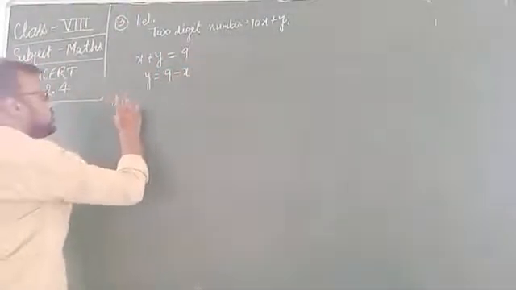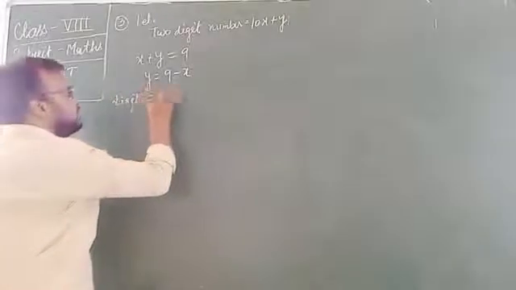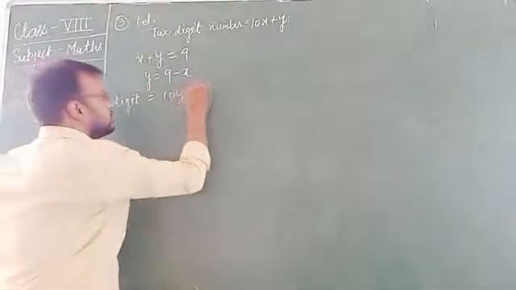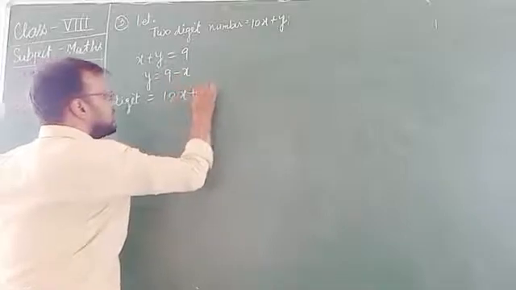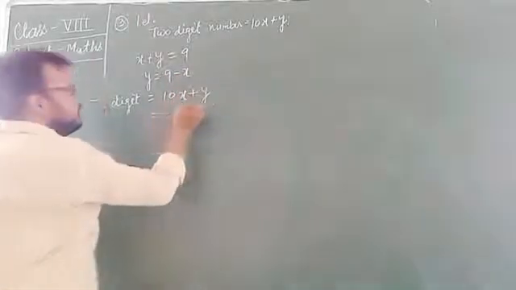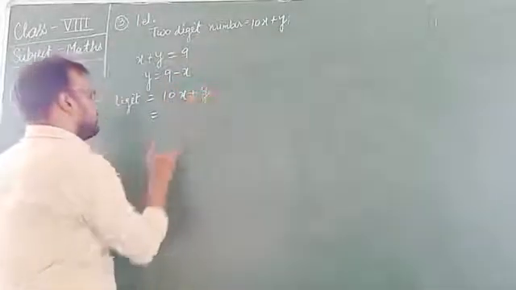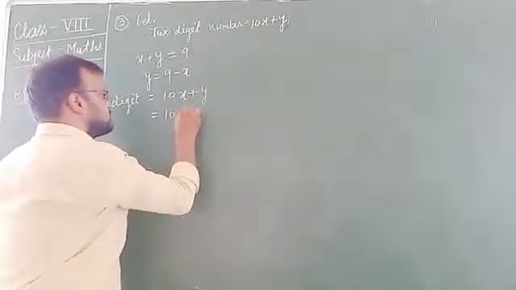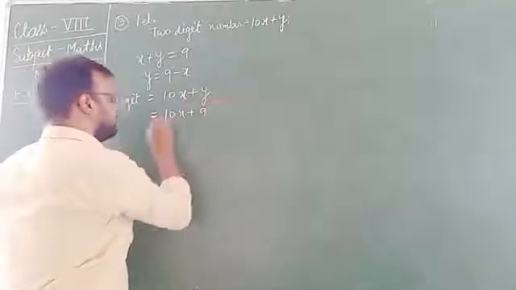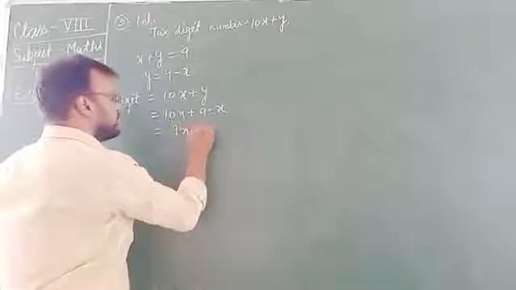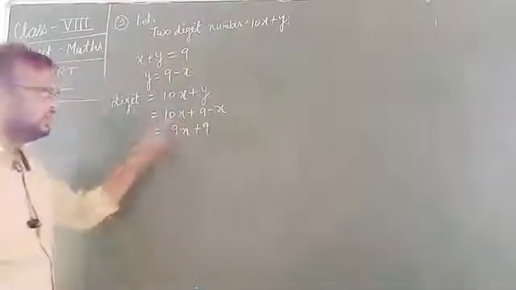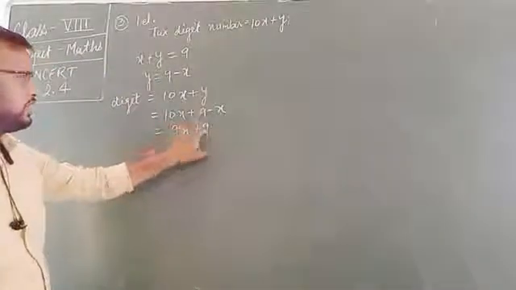So put the value of y in this digit. Our number is 10x plus y. Put 9 minus x in place of y: 10x plus 9 minus x becomes 9x plus 9. 10x minus x equals 9x, and 9.